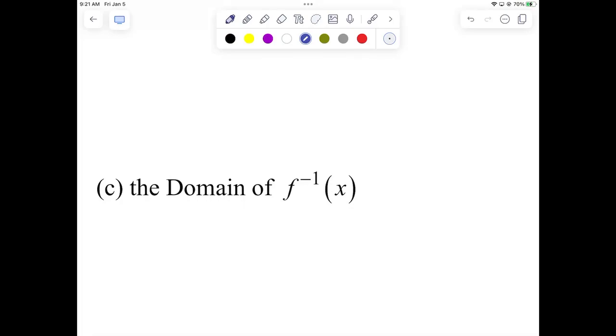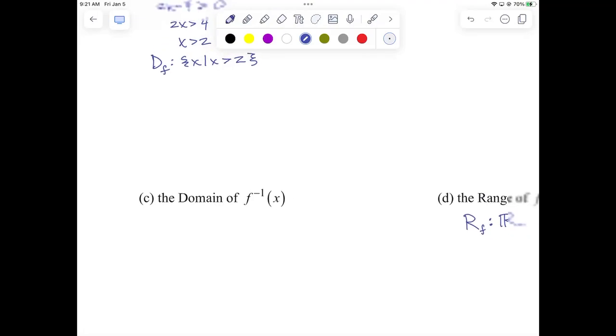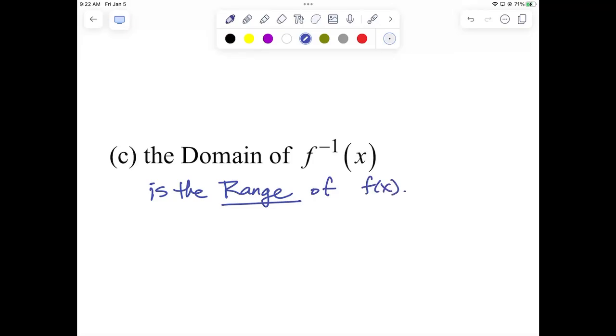Let's do C. The domain of f inverse. I haven't even found f inverse yet, have I? All real numbers. How do you know that? It's like the range is the domain, and the domain is the range. Very good. Remember, when you find an inverse of a function, the domain and range switch places. All of the x information becomes y information. So the domain of f inverse is the range of f. Didn't we just find the range of f? We did. So we're going to say the domain of f inverse is all real numbers.